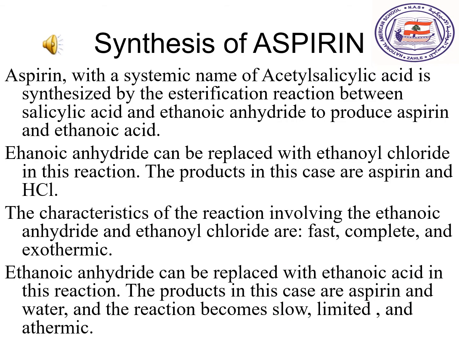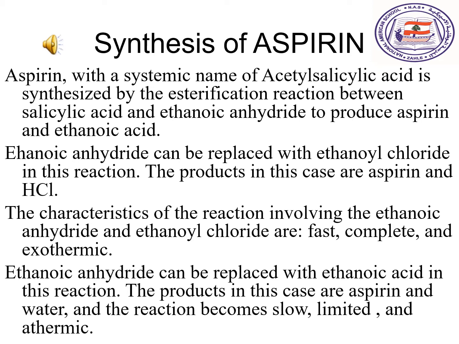Let's begin with the synthesis of aspirin. Aspirin has the systemic name, or the IUPAC name, of acetyl salicylic acid. It is synthesized by the esterification reaction between salicylic acid and ethanoic anhydride to produce aspirin and ethanoic acid.